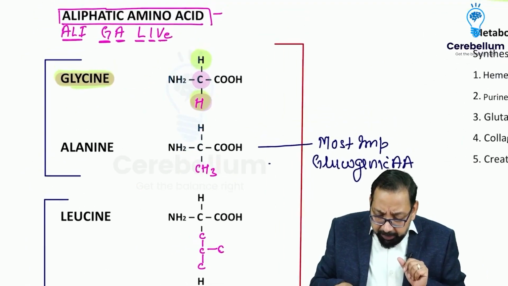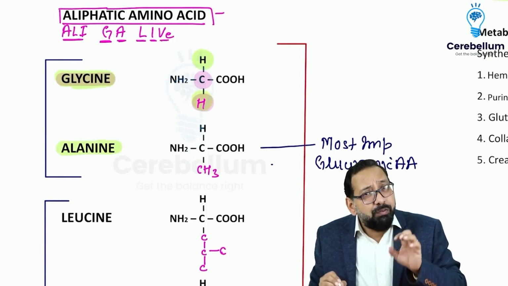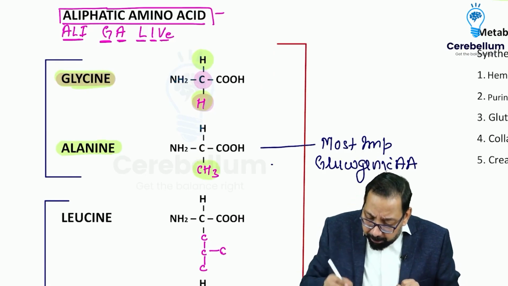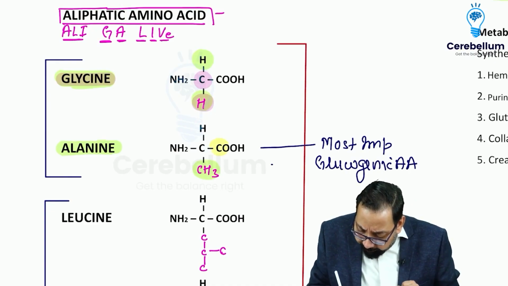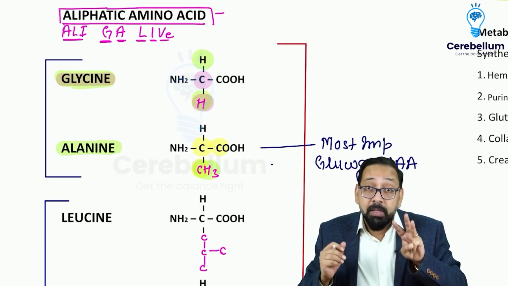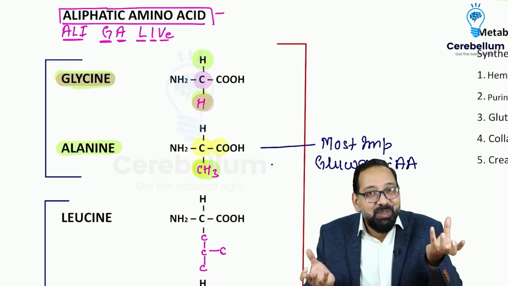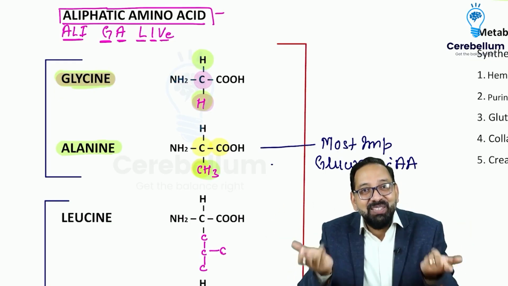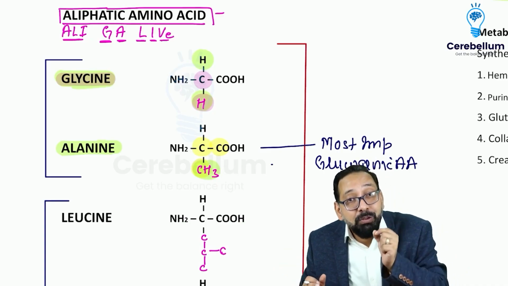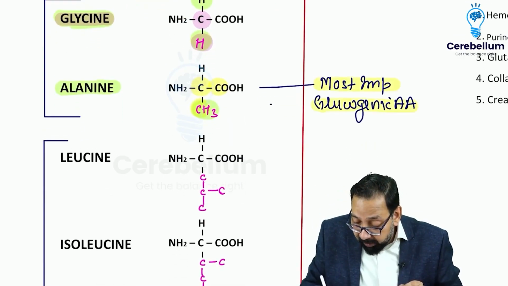Second amino acid, alanine, A, first alphabet, one carbon. So if the side chain has only one carbon, then this is alanine. And if I count the number of carbons in alanine, I will find 1, 2, 3 carbons. So alanine has only 3 carbons, and any 3 carbon compound may be a good substrate for gluconeogenesis. You take 2 molecules of 3 carbon, join, 6 carbon glucose. So alanine can be converted to glucose very easily. That's why alanine is the most important glucogenic amino acid question.